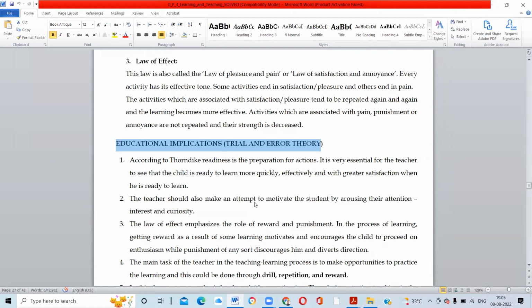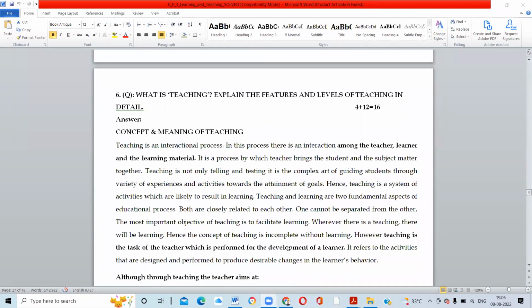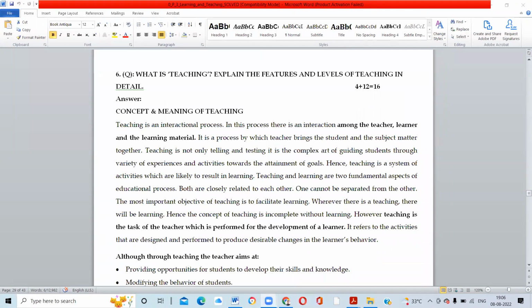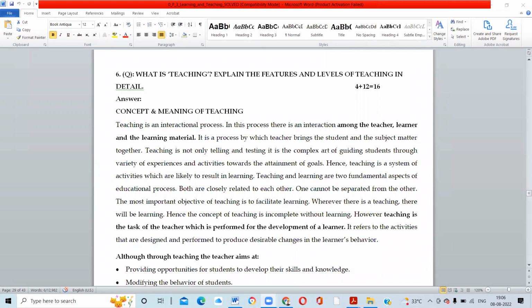The next question is: what is teaching? Explain the features of teaching and levels of teaching in detail. This is a 6-mark question. If this question comes, because if you see the syllabus now, it is also given either teaching, features or levels of teaching. So first of all, you have to define teaching. Teaching is an interactional process. This interaction happens among the teacher, learners, and the learning material.